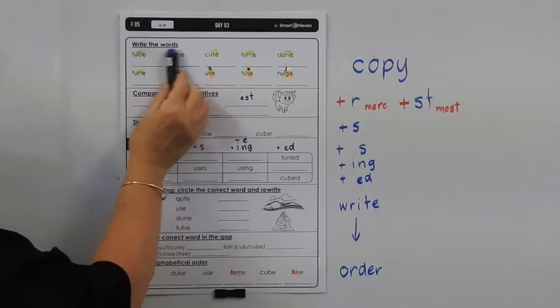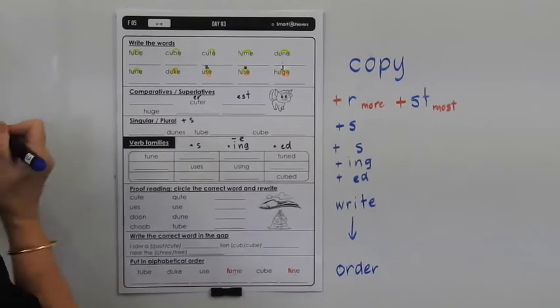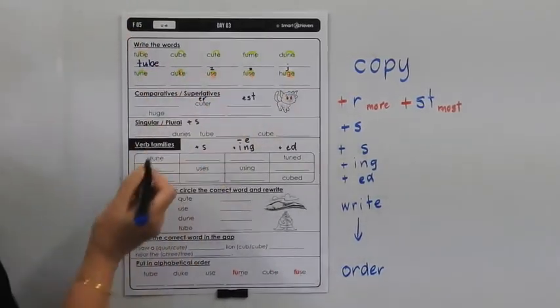You know you have to read it, sound it, spell it, write it. So like t-u-b, T-U-B-E, cover it and write it. You can do the rest of those on your own.